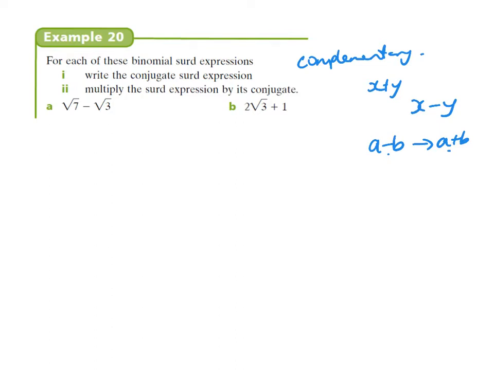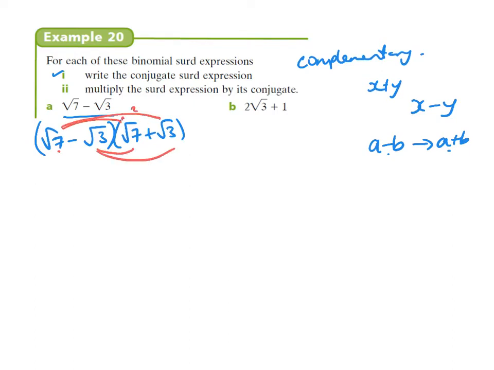When we look at A as our first example, the entire term needs to be multiplied. So I'll just write A down first: square root 7 take square root 3. We're going to multiply that by square root 7 plus square root 3. So we've done the first part. Now they want us to multiply it out. We're going to use FOIL: firsts, outers, inners, lasts. 1, 2, 3, 4. We're just going to work carefully through that.